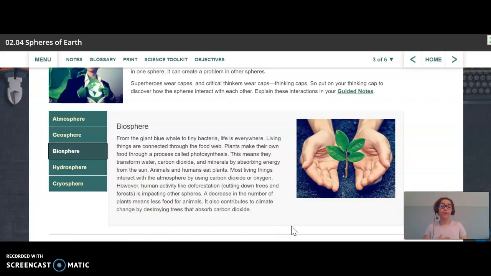So the biosphere is, again, any living animals or substance. So we interact with the biosphere when we go to eat a plant or another animal. When things die, they release carbon dioxide into the atmosphere. So there's lots of ways that, again, the biosphere can interact with the other spheres.